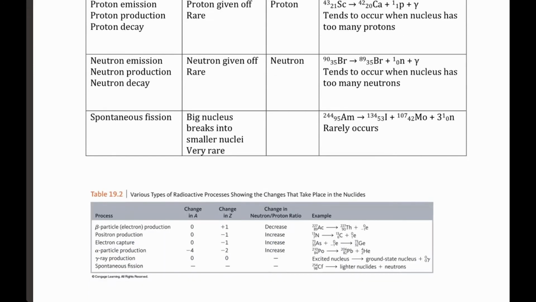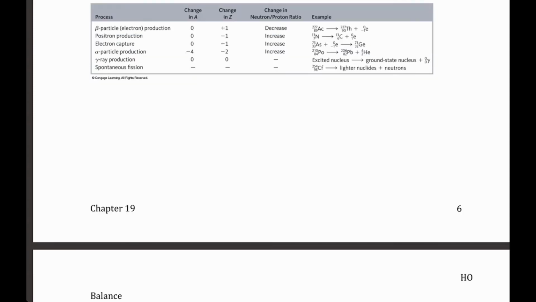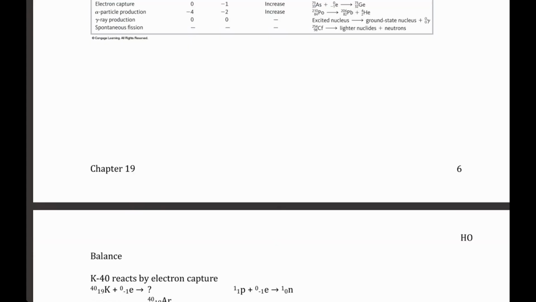Okay, so here's a table from your book giving some information about these processes. We have the processes beta particle production, positron production, electron capture, not very common, alpha particle production, gamma production. Okay, so those are the ones we've talked about. Of those, the most common ones are beta particle production, positron production, gamma production, and alpha particle production.